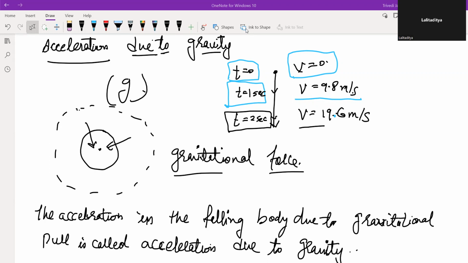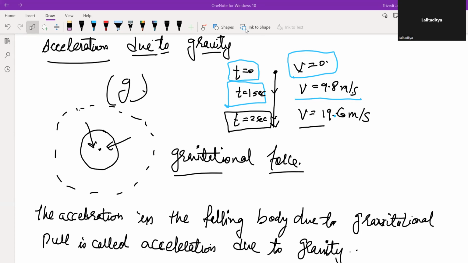When a body is falling from space and it's just falling freely due to gravity, it is only due to gravity, not any external force. Very good. So we can say free falling is when it is falling freely without any external force.